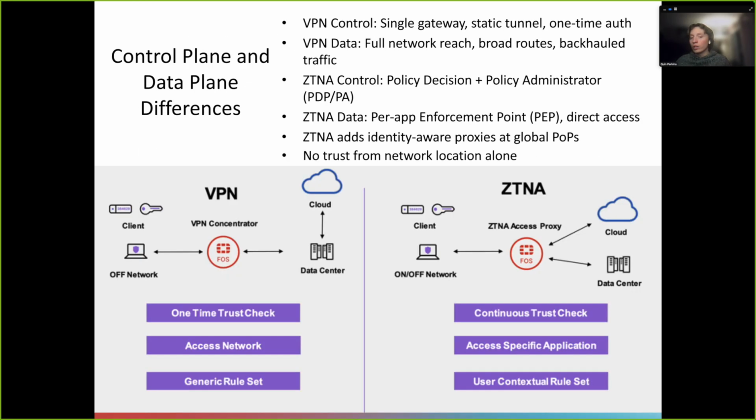VPN uses a single gateway and a static tunnel, and authentication only happens once. All traffic backhauls through the hub. In the context of ZTNA, ZTNA splits control and data. PDP and PA make identity and posture decisions, while PEP enforces access per application. Traffic goes directly to the resource, and identity and device replace the network location. And finally, global points of presence enforce policies everywhere.